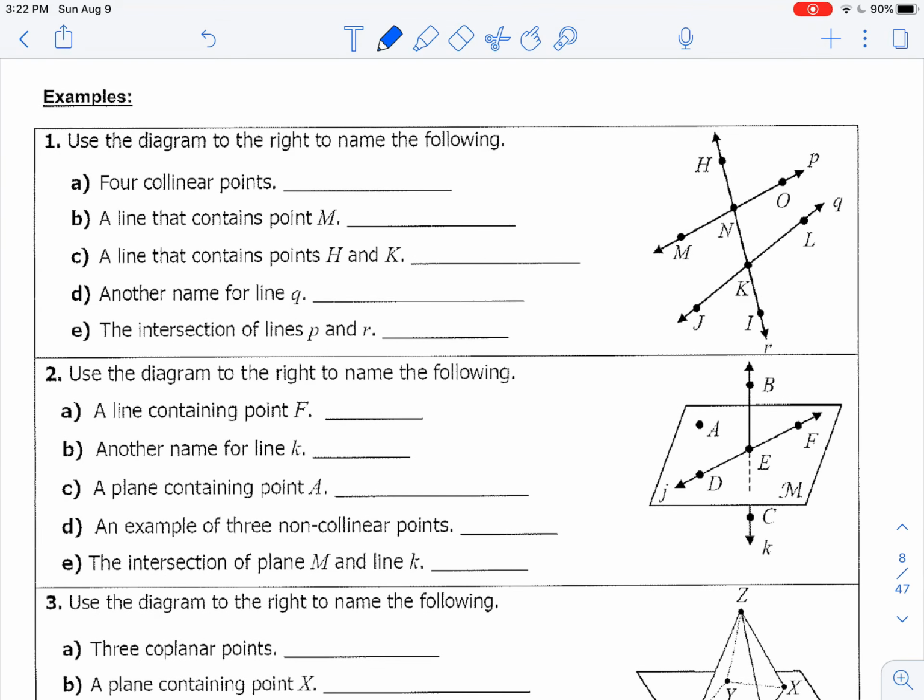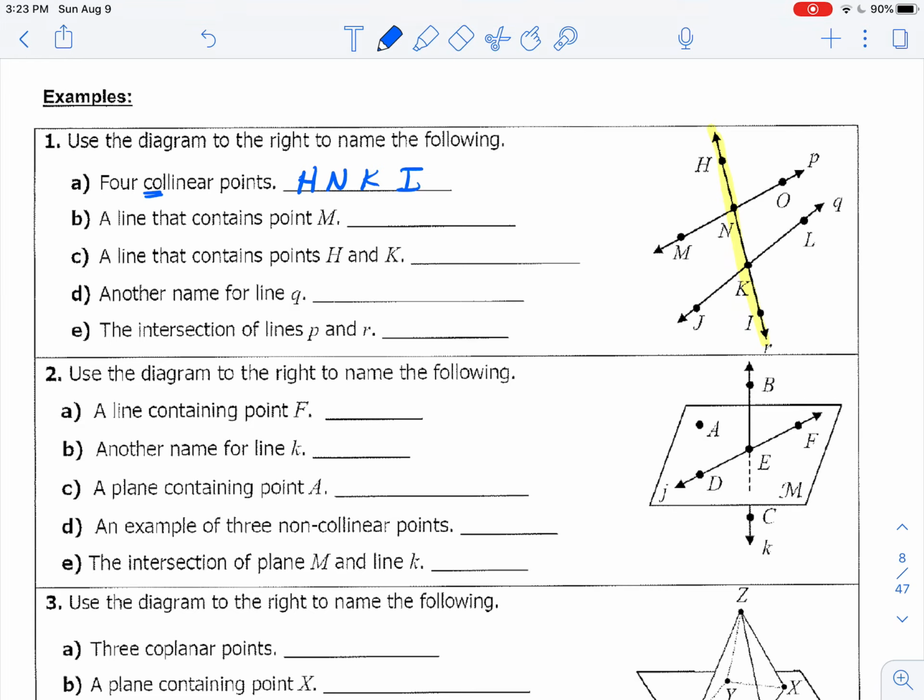Okay, I want you to pause the video and see if you can come up with some answers for number 1. Okay, let's fill in these answers. Number 1A, it says use the diagram to the right to name the following 4 collinear points. Collinear meaning they're on the same line. And if you're looking at this line R, it has 4 points on that line. So we'll call them H, N, K, and I.